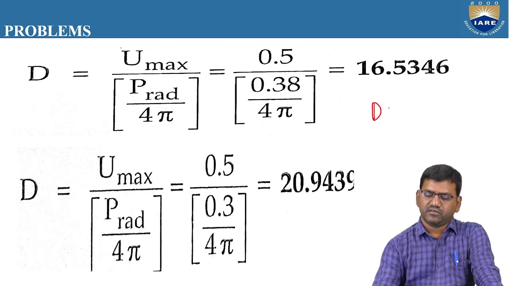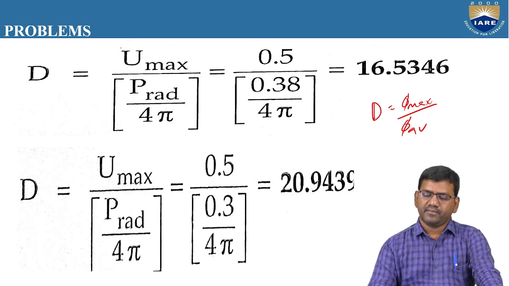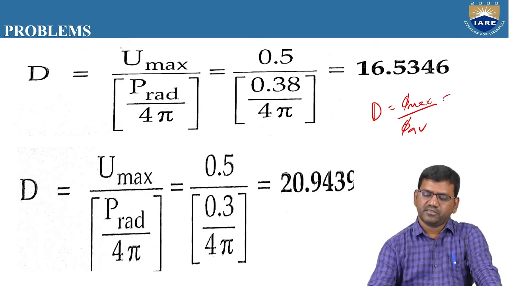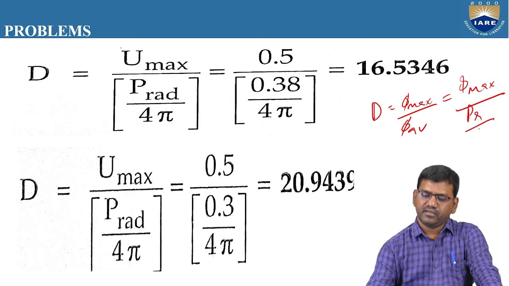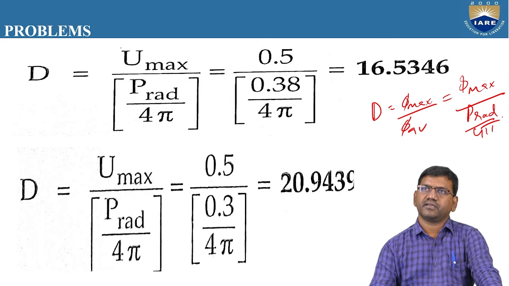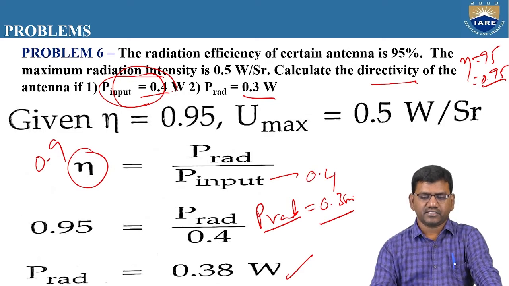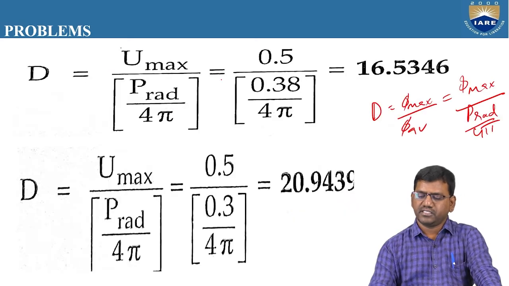we know that D is equal to phi max by phi AV. So according to our expression, phi max means the maximum radiation intensity, and phi AV means P R by 4 pi. P R is nothing but the radiated power. And the phi max is given as 0.5.